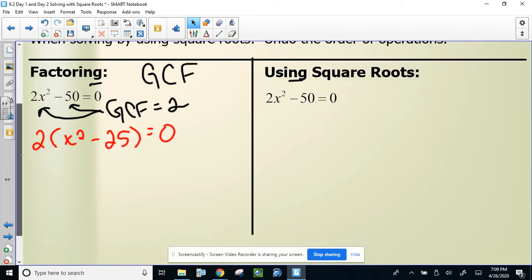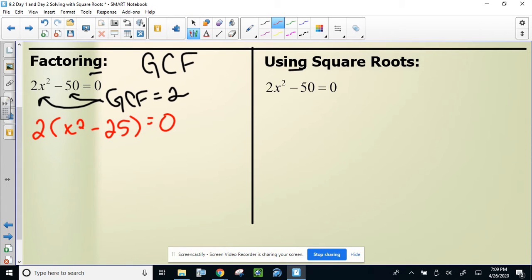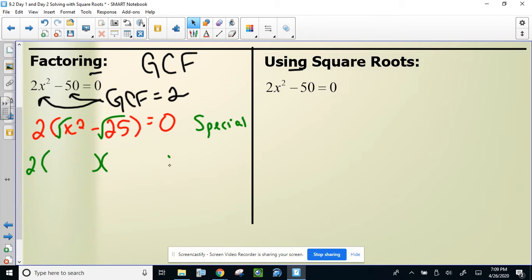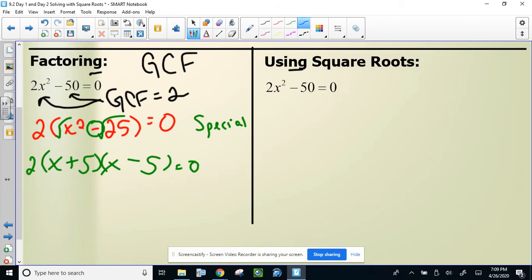Okay, so then we look at, all right, we only have two terms. Is this a special pattern? And sure enough, it is. It's that difference of two squares, difference of perfect squares pattern, where we could square root our x squared, and we could square root our 25, and that would give us an x and a 5 and a 5. And in order to make it a negative 25, we would need one positive and one negative. And now we can take both of our factors and set them equal to 0.